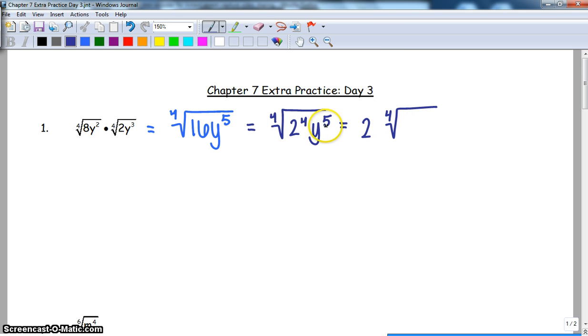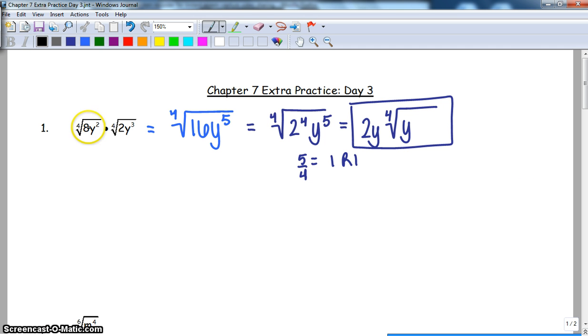Since your exponent here is larger than your index, you can divide. 5 divided by 4 is 1 with a remainder of 1. And that means that 1 y is going to come out and 1 y will stay inside of your root. And there's your answer.